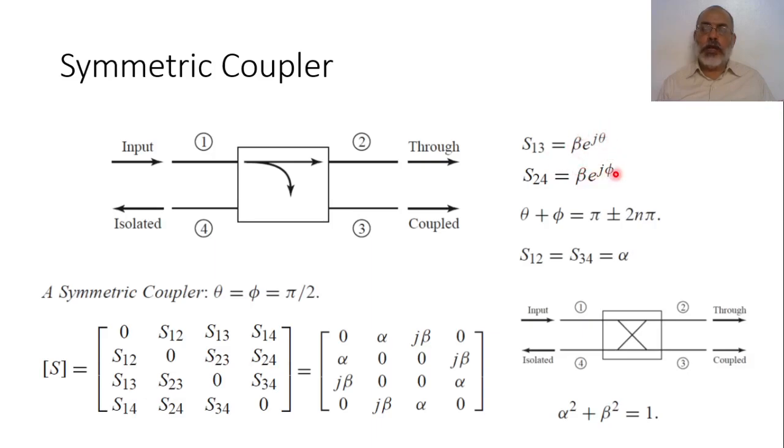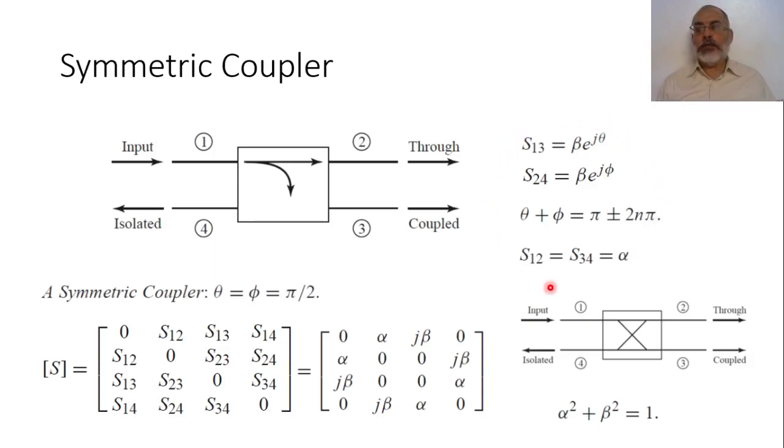So in general, S13 and S24 have a magnitude beta. S13 is assumed to have an angle theta, and S24 has an angle phi. So S13 is beta multiplied by e to the power j theta, and S24 is beta multiplied by e to the power j phi. On the other hand, S12 equals S34 equals alpha, and we have shown that the relation between alpha and beta is that alpha squared plus beta squared equals unity, and the relation between theta and phi is that theta plus phi equals pi plus or minus a multiple of 2 pi. This was the general case for a four-port directional coupler.